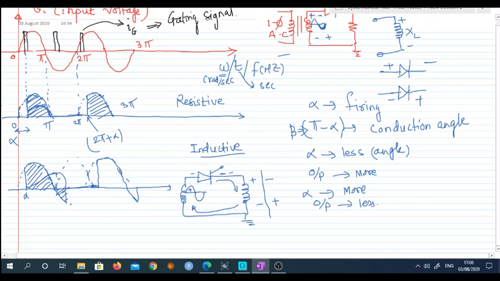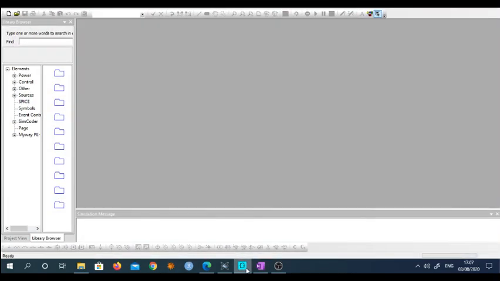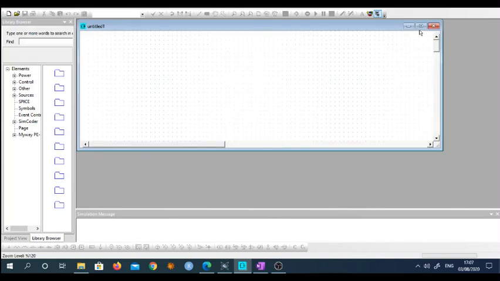So this is all about the theory. So let us quickly go to the PSIM simulator software and try to understand how this circuit works. So let me create a new file quickly.